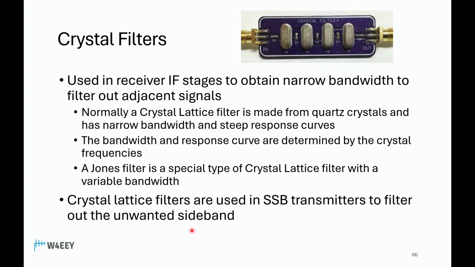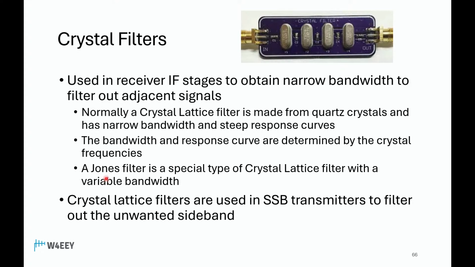And then crystal filters, we've touched on a little bit already, used in receiver IF stages to get very narrow bandwidth, filter out adjacent signals. The bandwidth and response are determined by the crystal frequencies. So these crystals might be at slightly different frequencies, so they'll pass a broader passband.